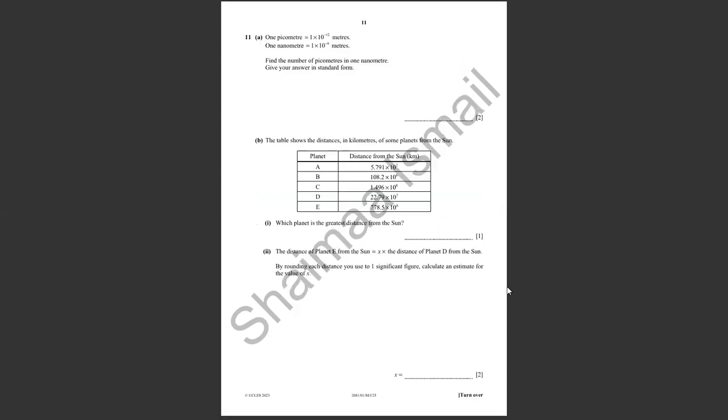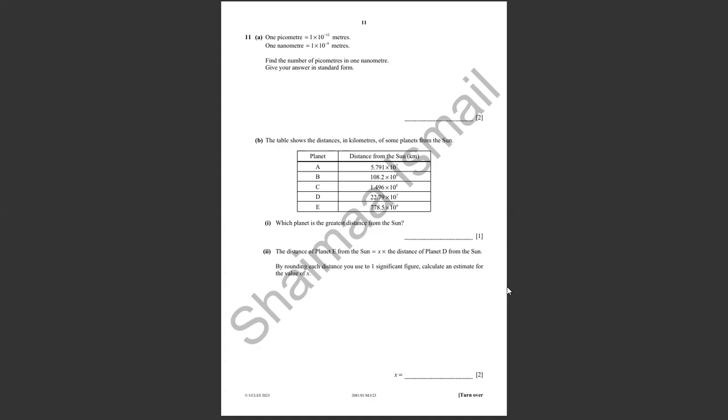The next question, question number 11. 1 picometer is 1 times 10 to the power -12, and 1 nanometer is 1 times 10 to the power -9. Find the number of picometers in 1 nanometer. Okay.